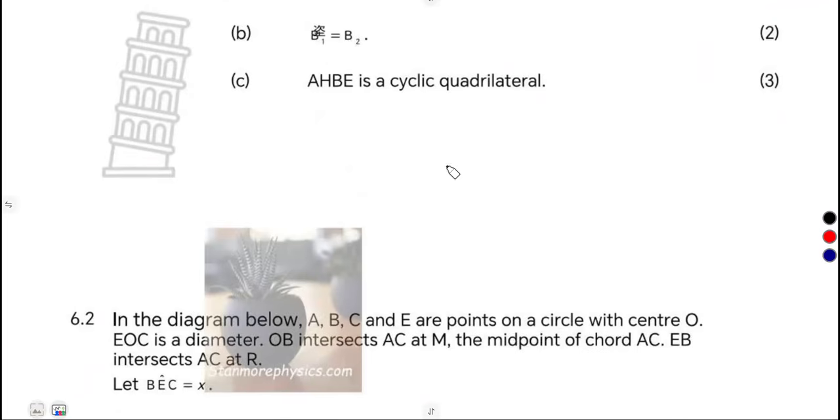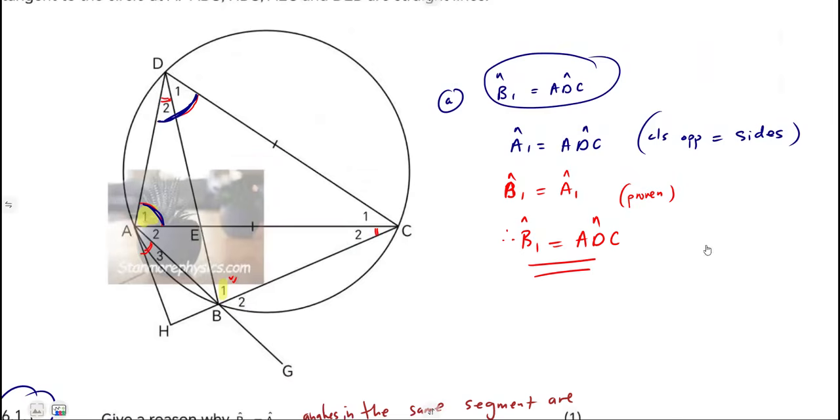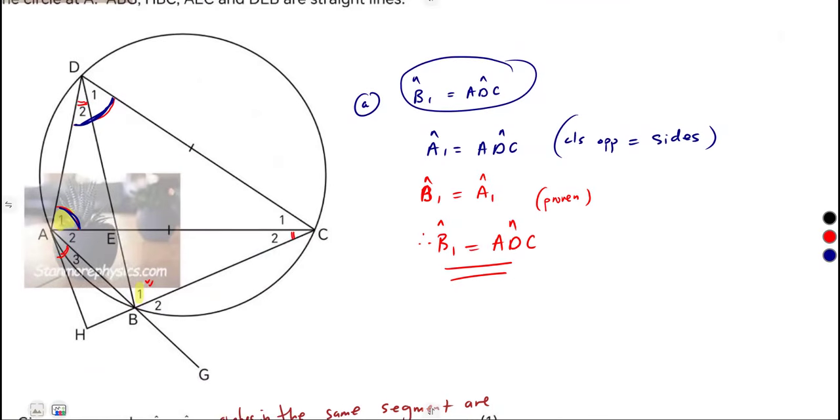That is B1 is equal to B2 on part B. On part B, we need to prove that angle B1 is equal to angle B2. We need to prove this. Angle B1 and B2, this one, they're equal. What can we do to prove that these two are equal? We can prove from B2.